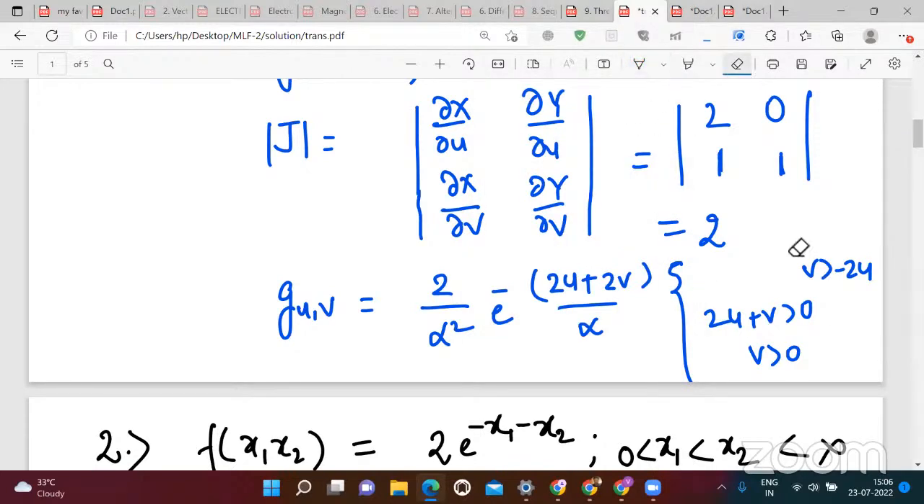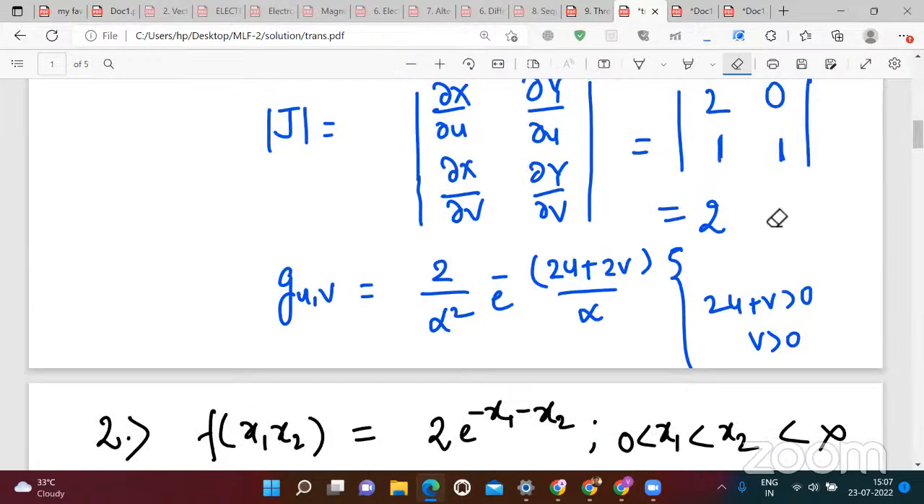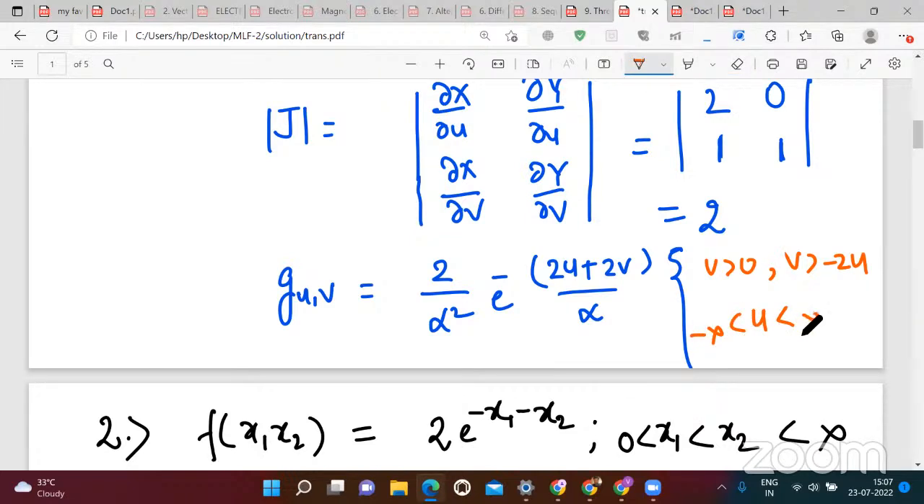Sir, won't it be 2u plus v there instead of 2u plus 2v in that g(u,v)? Okay, here. Okay, so for x it's 2u plus v, and for y it's v. Yeah. So you can directly write it here: v greater than 0, v greater than minus 2u, and u will vary from minus infinity to infinity. And for other cases 0. So this is your joint distribution for u and v.